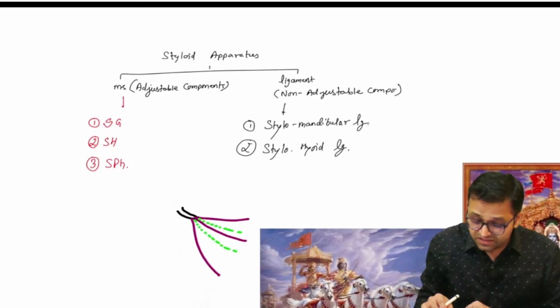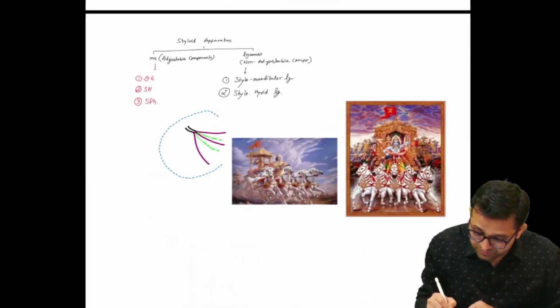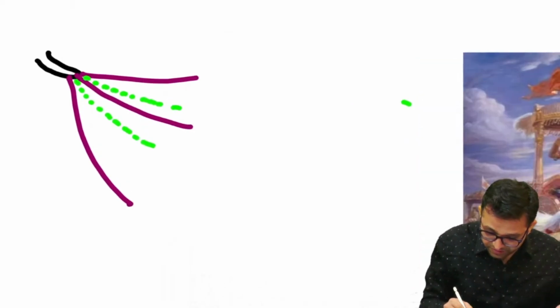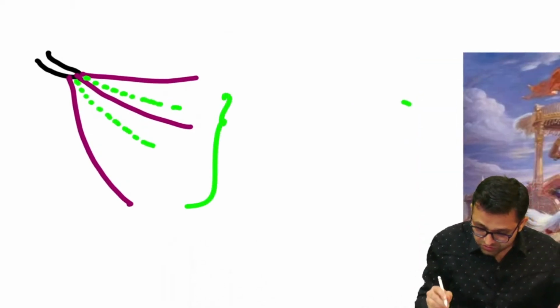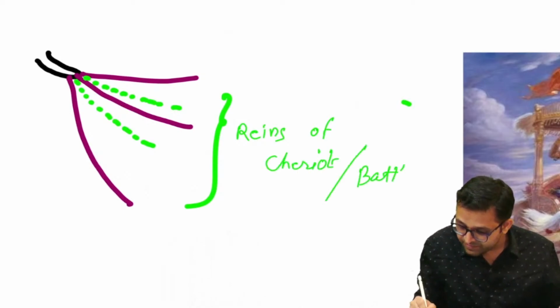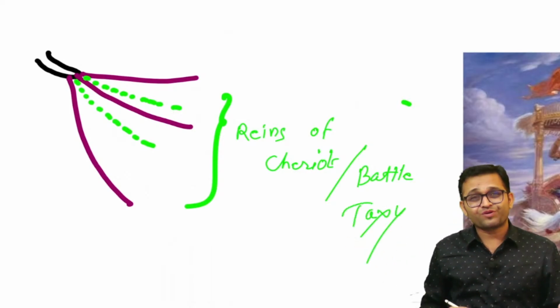So this styloid apparatus is also considered, sir, as homologous to the reins of the chariot. Also you can say the battle taxi. Okay, so this is one very important point.